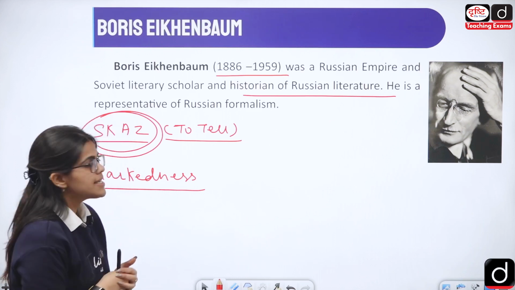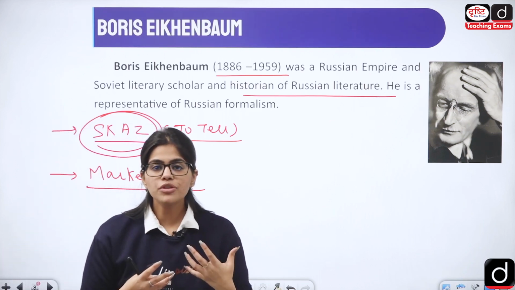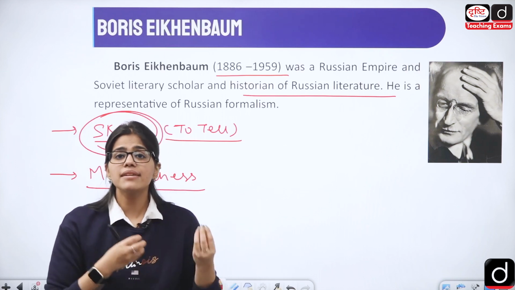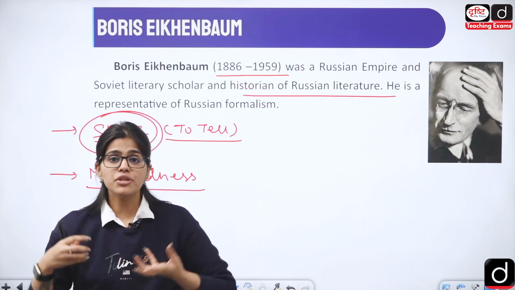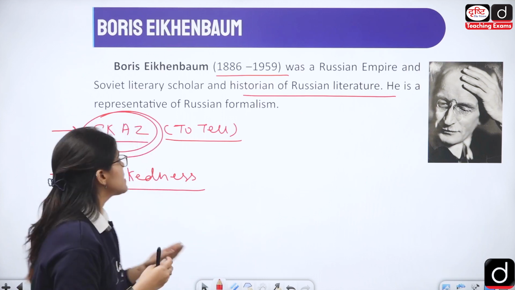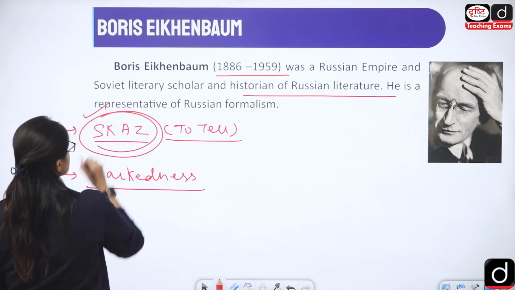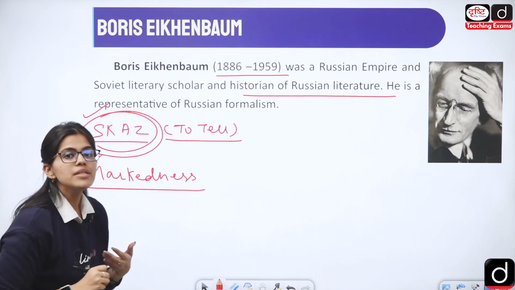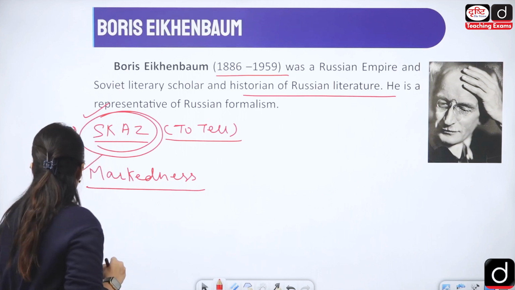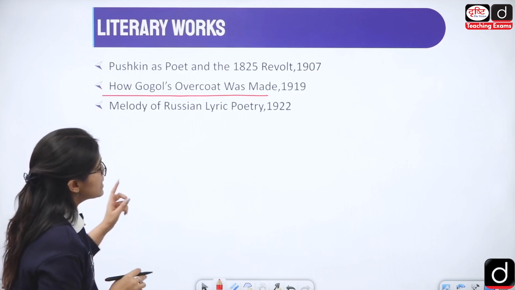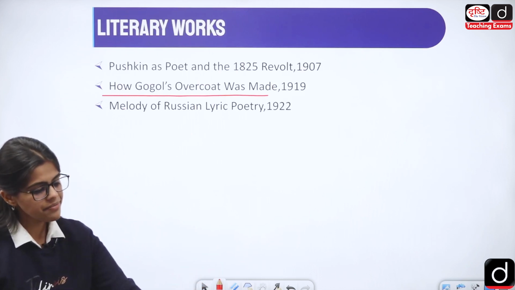Basically, all of them are talking about formalistic techniques to make normal language beautiful and literary, and you can see the concepts of skaz and markedness associated with Boris Eikhenbaum. Let us go forward. These are the works, I hope you have written them down.